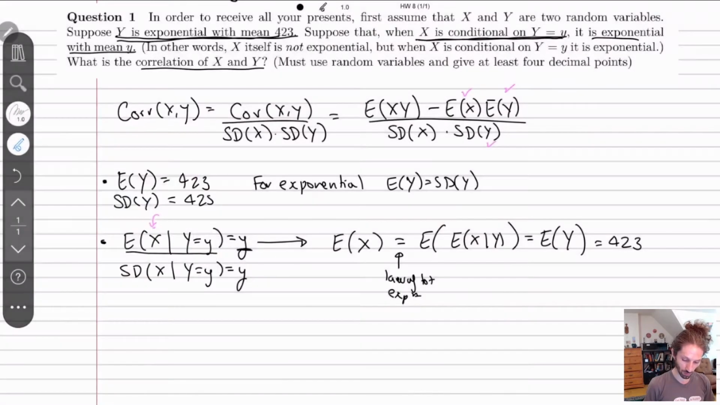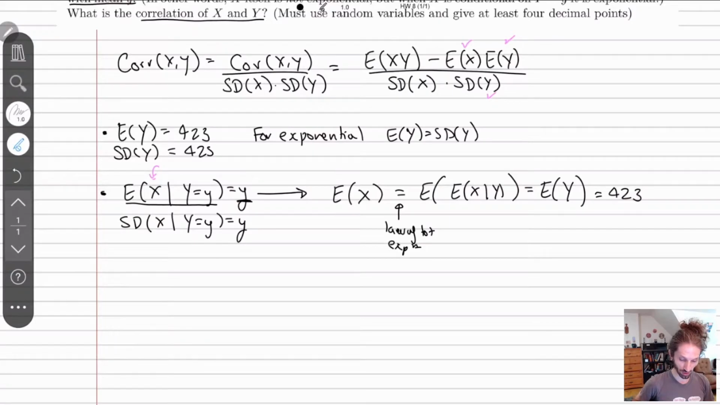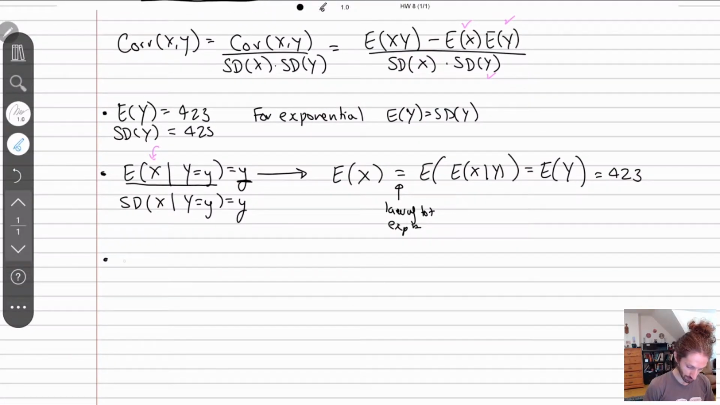So we'll go in order of difficulty. We'll start off with E of xy. So for E of xy, I think everyone has seen how to do this trick now a few times from class. Again, we're going to use law of total expectation.